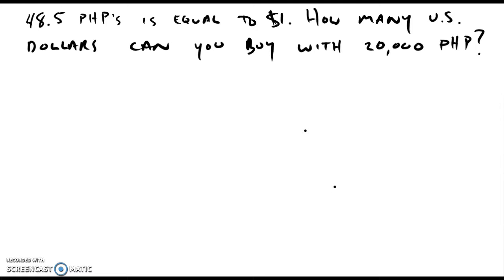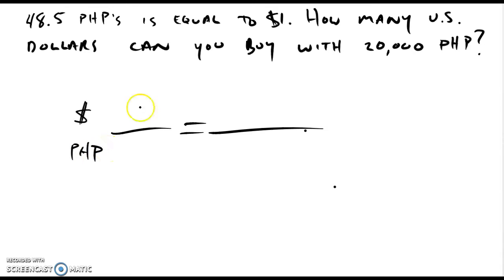48.5 Philippine pesos is equal to 1 US dollar. How many US dollars can you buy with 20,000 Philippine pesos? Let's say you're going to the United States and you want to exchange money and make sure that you're not getting ripped off when you do that. So go ahead and draw your lines separated by an equal sign. Same unit, same level. Let's put dollars on the top and PHPs on the bottom. So $1 is equal to 48.5 pesos.